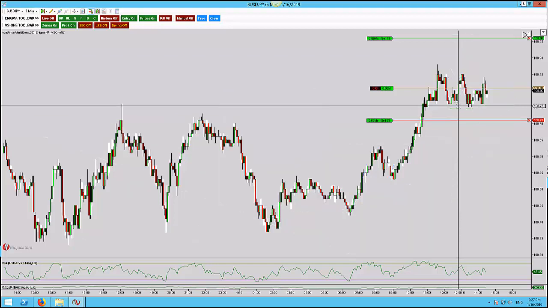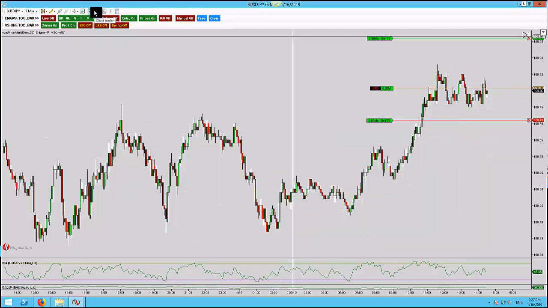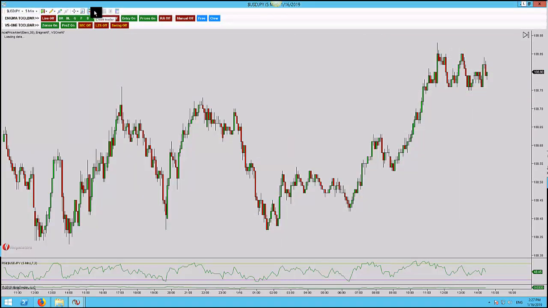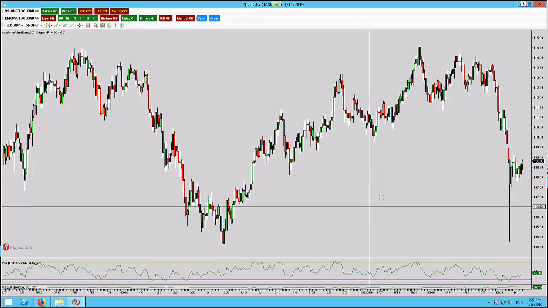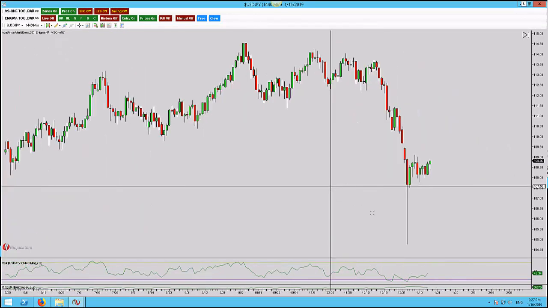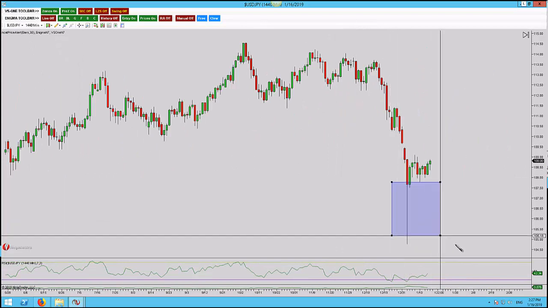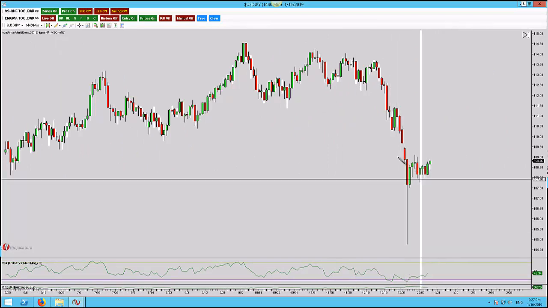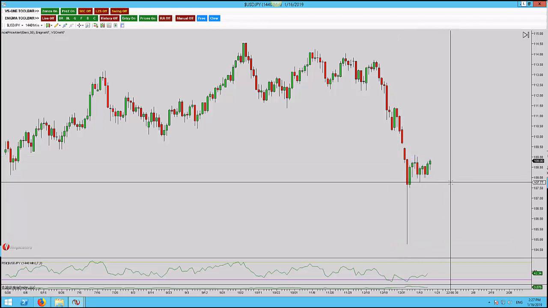So let's just delete everything off, remove the orders, do a higher time frame analysis, and then we'll take a closer look here at the actual trade. Here we are on the daily time frame, and not a great deal here. We've got a very large wick that happened at New Year, and we've been consolidating after that.